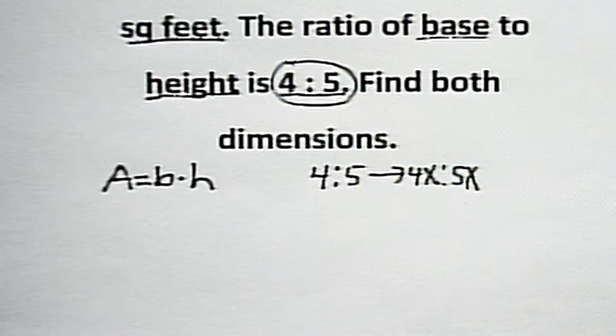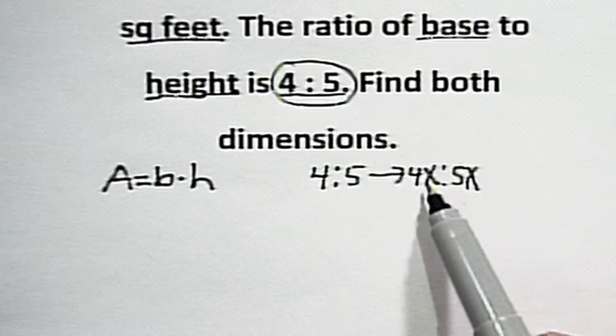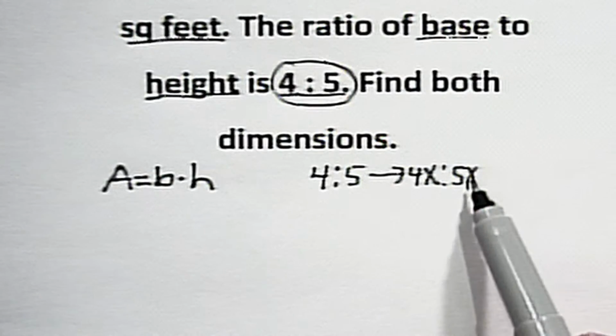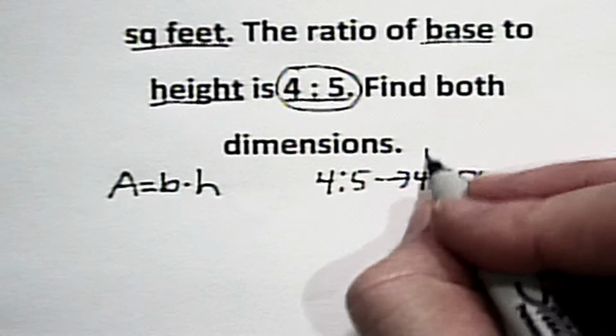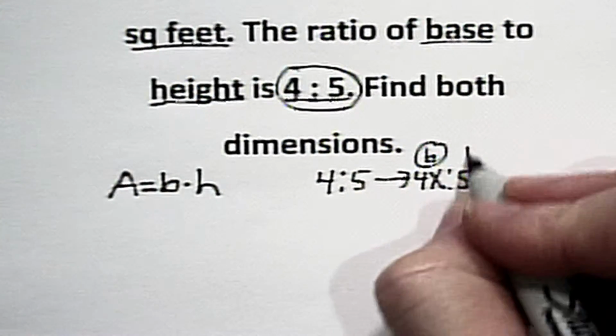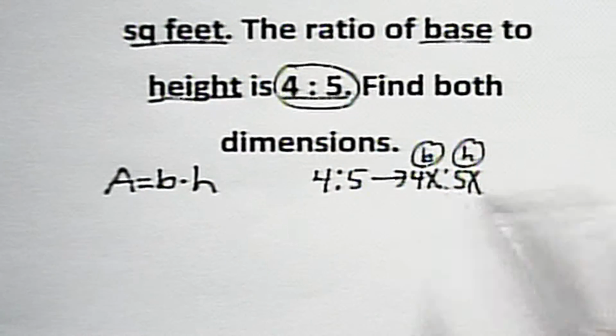It could be a y. It could be any number, any variable you want. But the idea is we're going to multiply 4 by something and 5 by that same something. We just don't know what they are yet. Okay. But here's the deal. This will be our base. This will be our height. According to that, the base to height is 4:5. So that's 4x to 5x.